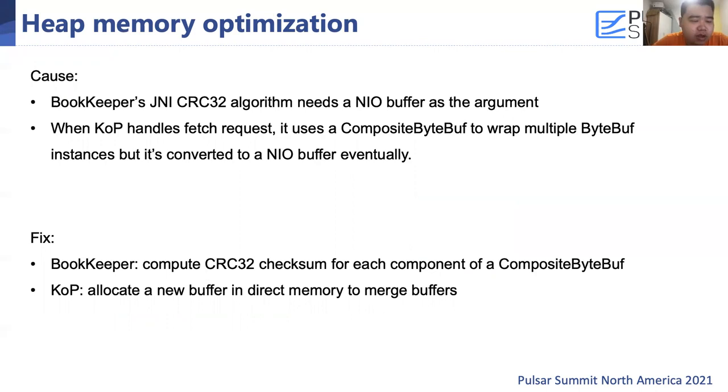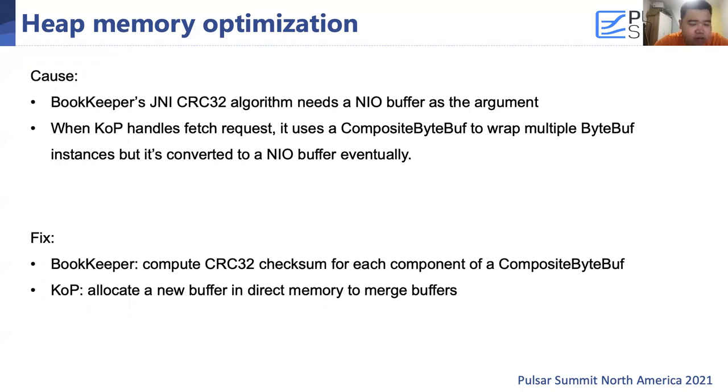After looking at the code, I found the cause. First, when we write a composite byte buffer to BookKeeper, BookKeeper's JNI CRC32 algorithm needs an NIO buffer as the argument, so it will convert the composite byte buffer to the NIO buffer. And when KoP handles fetch requests, it uses a composite byte buffer to merge multiple byte bufs.